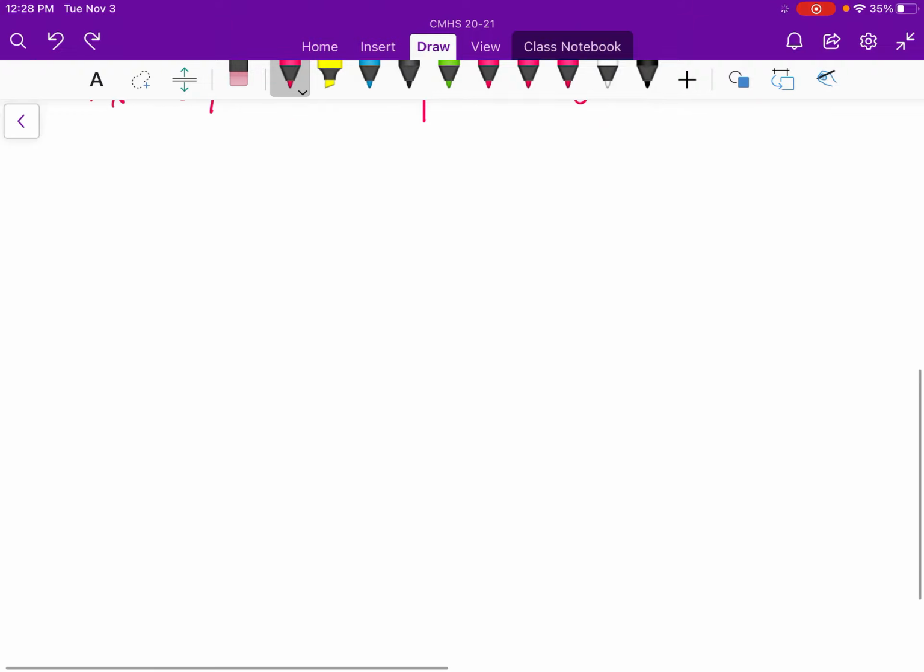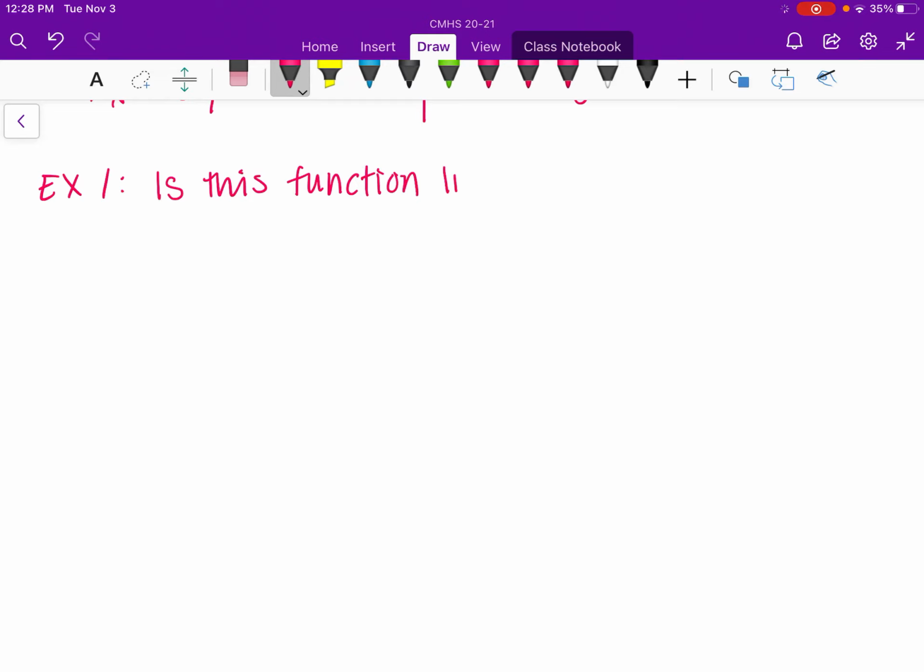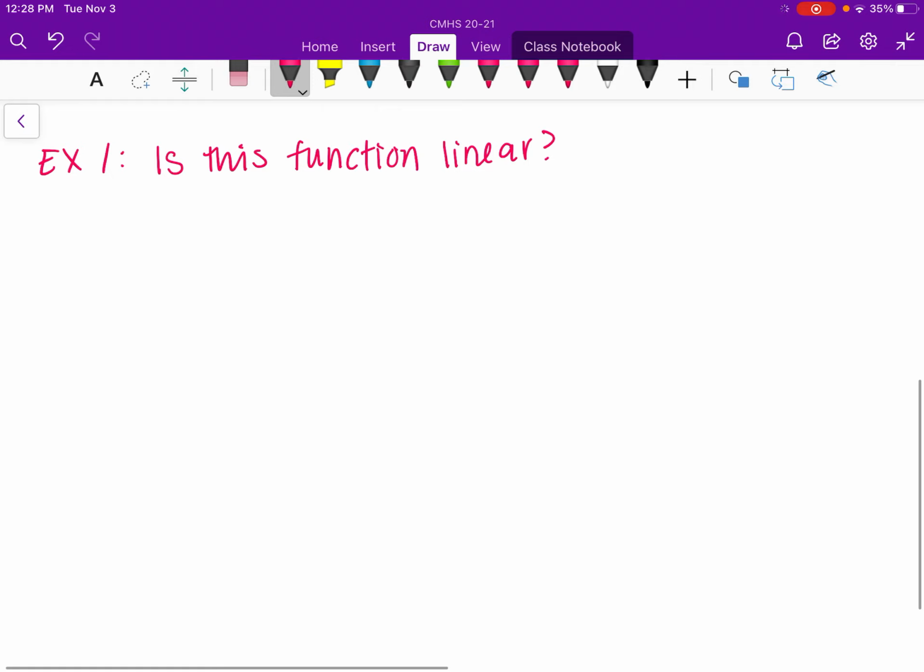So let's look at some examples. This is example 1. And the question is, is this function linear? So I'm going to give you a couple different functions, and you're going to tell me, is it linear? Is it not linear? Part A, 3x plus 2y equals 8.